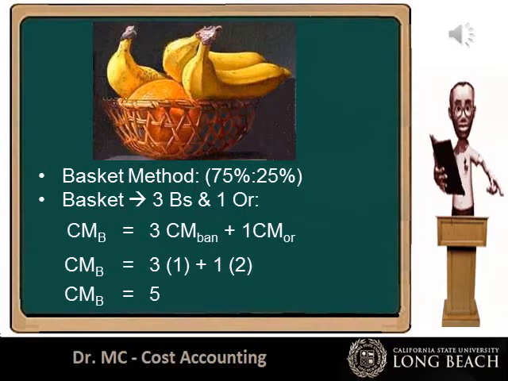Next, you need to calculate the contribution margin for your basket. Our basket contains 3 bananas with a contribution margin for each banana of $1. It also contains 1 orange with a contribution margin per orange of $2. So, the contribution margin of our basket is 3 bananas times $1 plus 1 orange times $2, which gives you a contribution margin for the entire basket of $5.